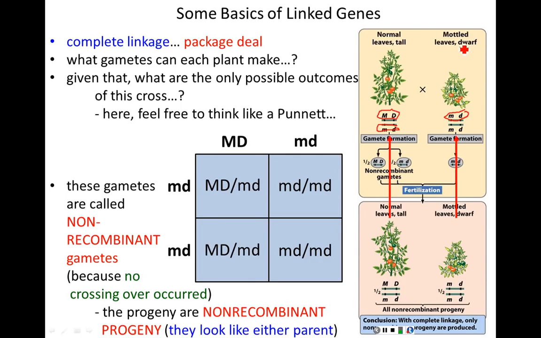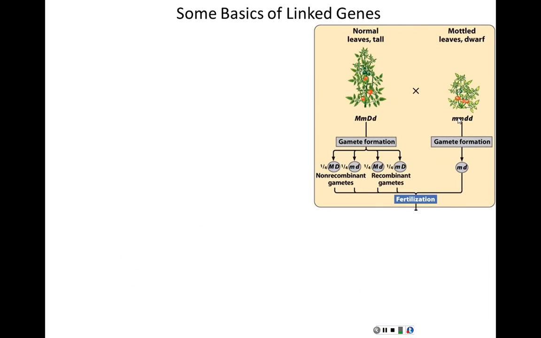One parent was normal with normal leaves and being tall, and so is this child. This child has the same pattern or combination of phenotypes as a parent, non-recombinant. And this child is mottled leaves and short, just like the other parent, non-recombinant. Same pattern of phenotypes, same combination of phenotypes as a parent, non-recombinant.